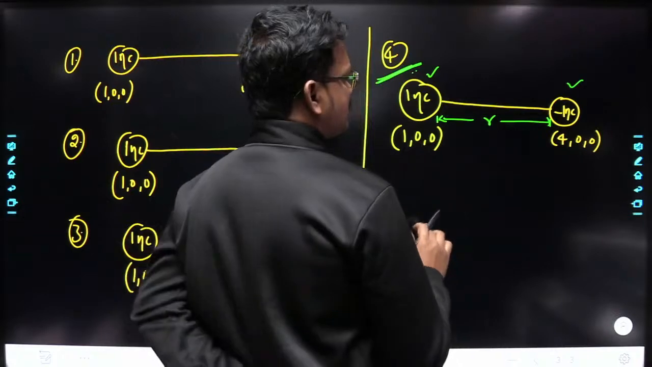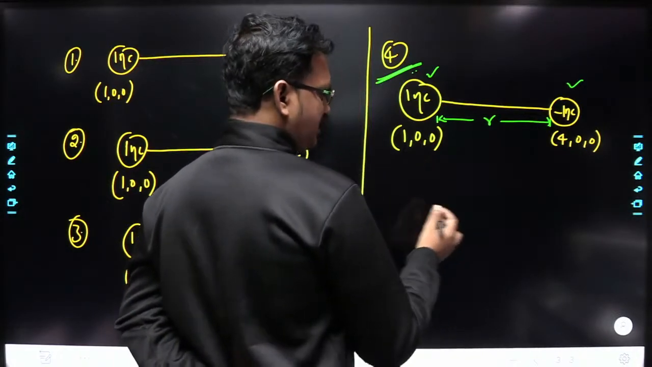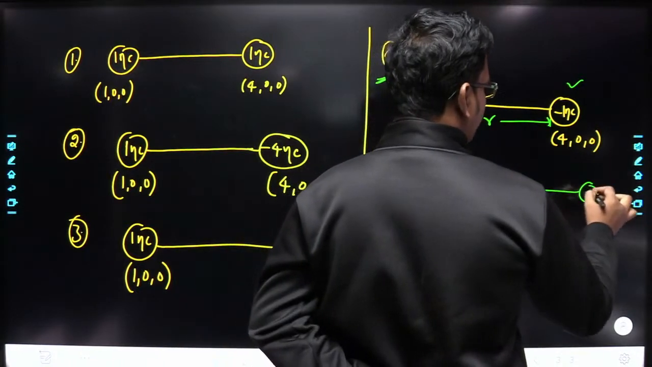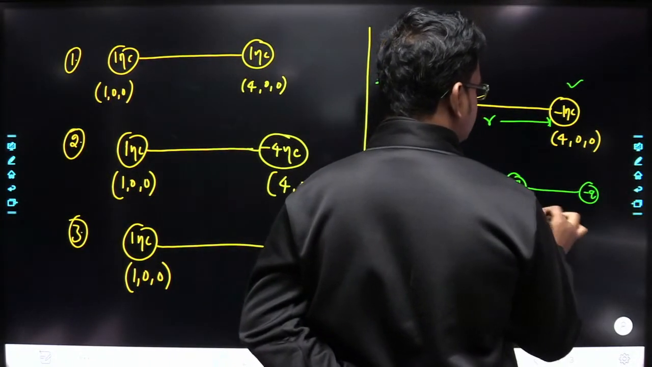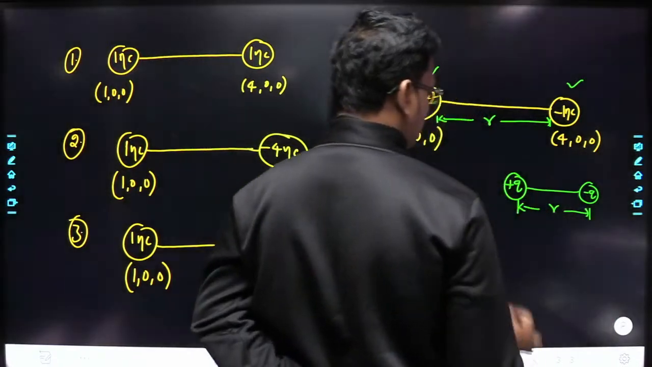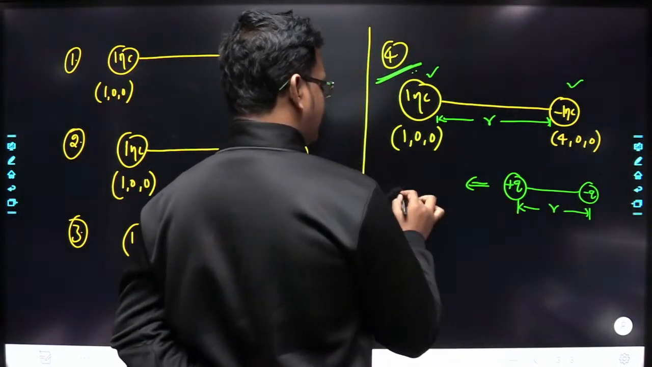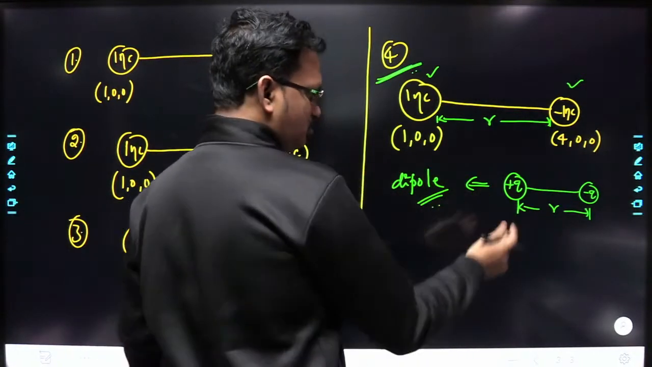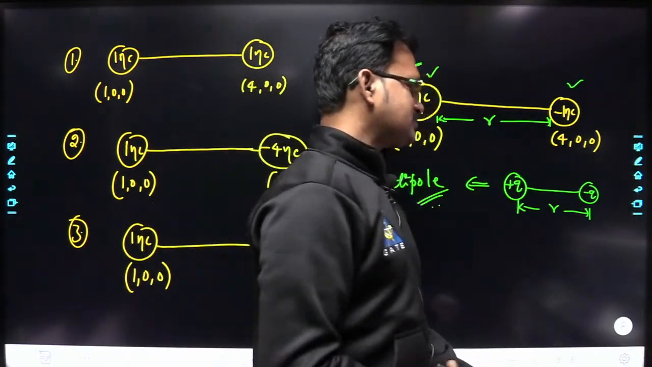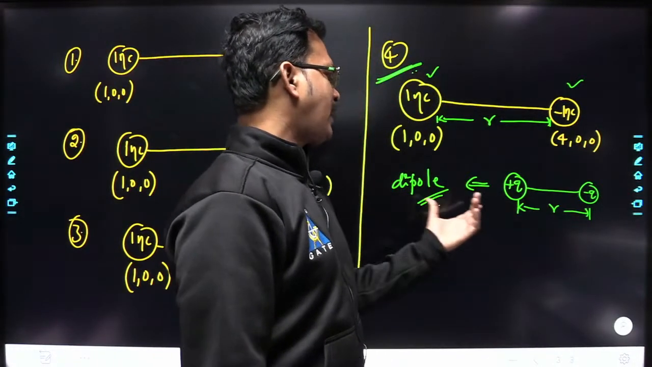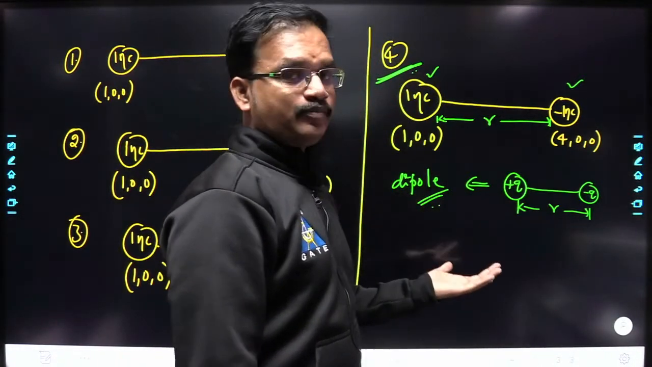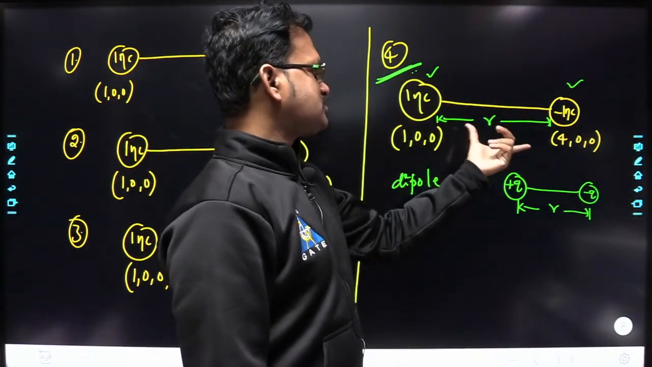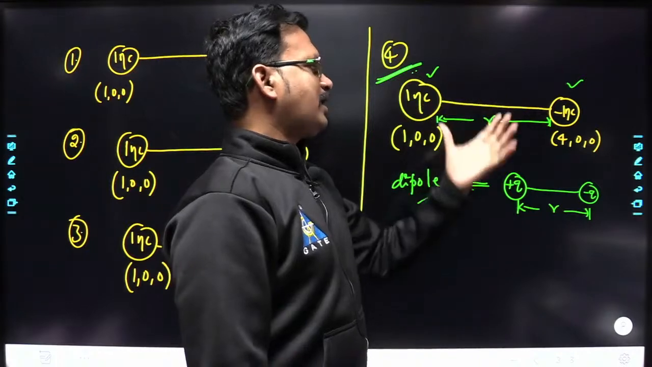Separated by some distance r, right? So here it is just like plus q here and minus q here, separated by some distance r. So it is just acting like a dipole, yes or no? If you take plus q and minus q separated by some distance r, then it is going to act like a dipole. Here this is 1 nanocoulomb and minus 1 nanocoulomb separated by some distance r. So it is going to act like a dipole.